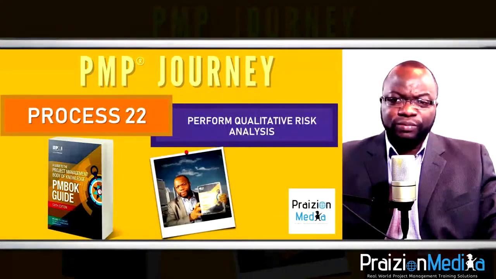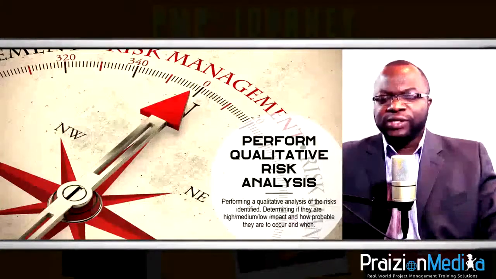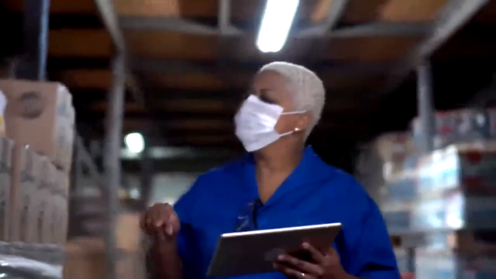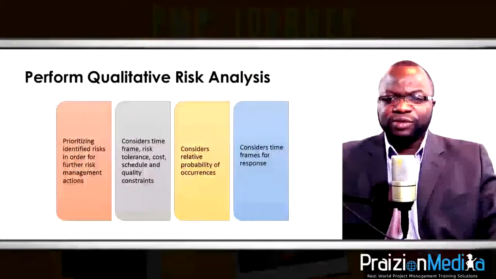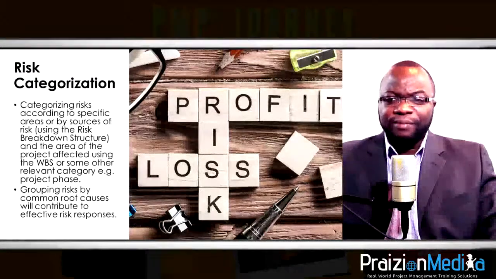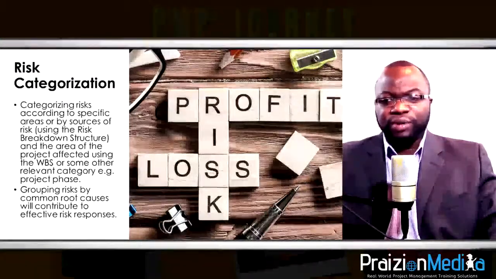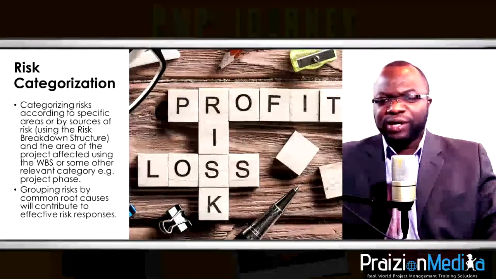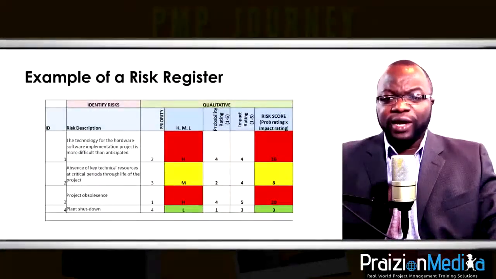Process 22, perform qualitative risk analysis. In qualitative risk analysis, your main aim is to rank the risks from top to bottom, and ranking could be quite subjective. You could rank the risks in terms of how probable you think they could be, or you could rank them in terms of how impactful you think they could be, or you could hybridize that by multiplying, for example, on a scale of 1 to 5.